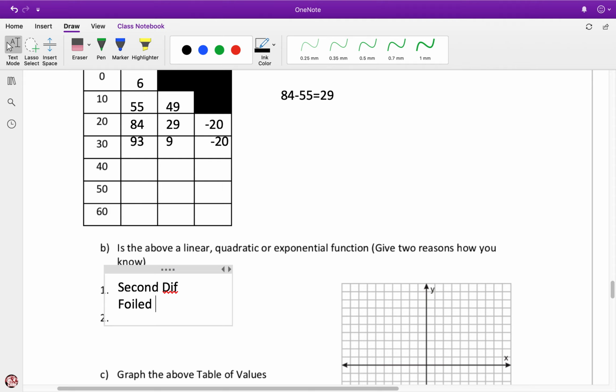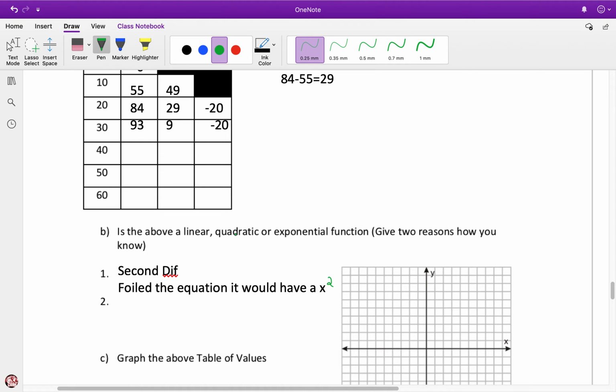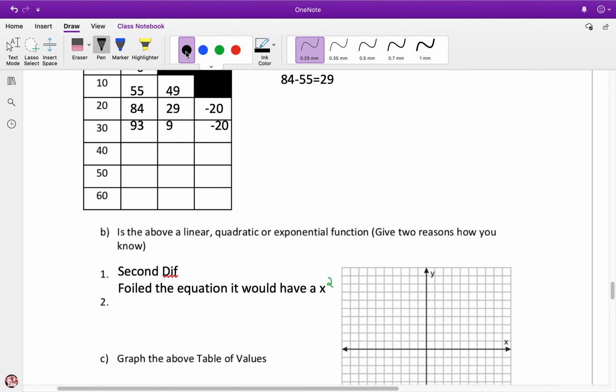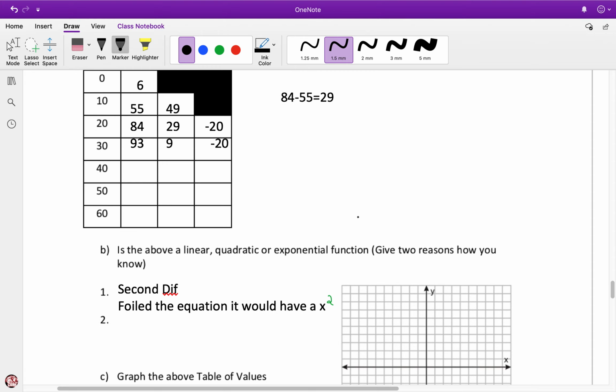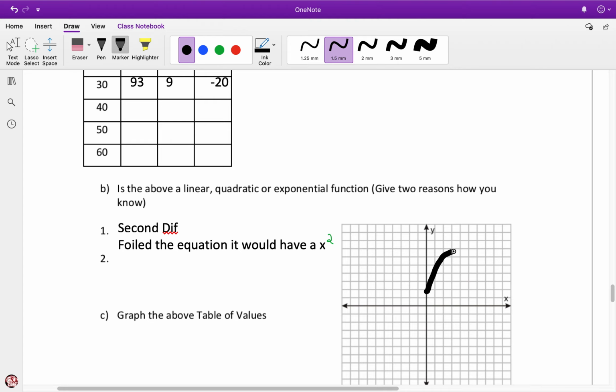Now we also know, I didn't give you the formula, but if I FOILed the equation, it would have x squared. Let's write 2 up here. Therefore it's a quadratic, and then we could graph the values. So if we graph this, I'm just going to sketch it here. This part here is 60, right there. So it kind of looks like what you want. And this part here should be on the y-axis up a little higher.